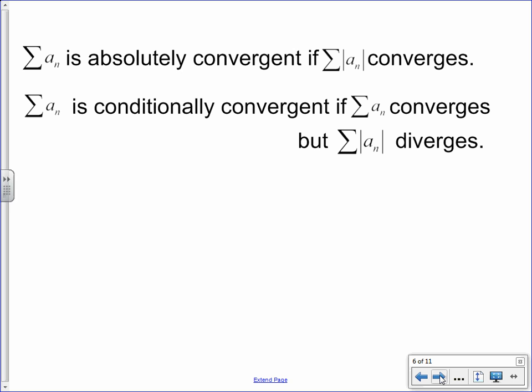So the a sub n card, in an alternating series represents the absolute value of this stuff.